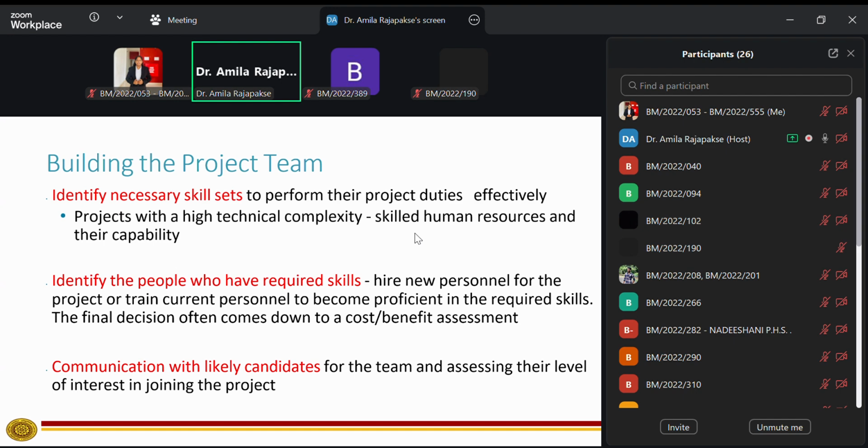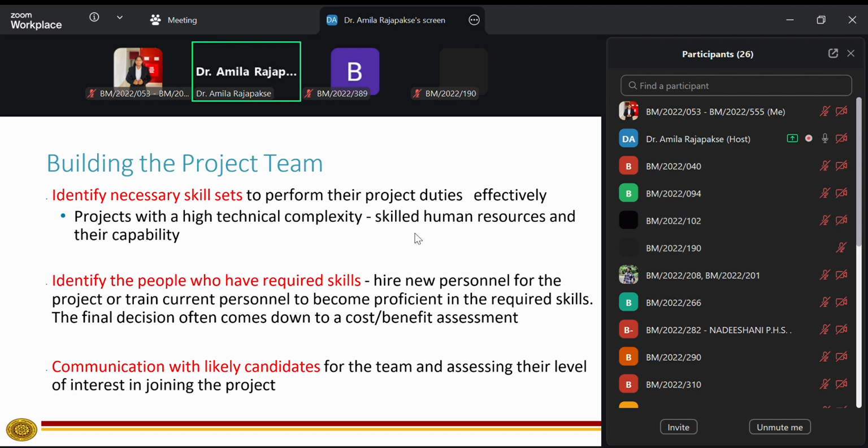Sometimes IT-based projects will be there, some construction projects may be there. So based on that, we need to identify what kind of skill set should be there. Then afterwards, based on these skills, we have to identify the most suitable people. Therefore, we need to hire new personnel for the project or train current personnel to become proficient in required skills.